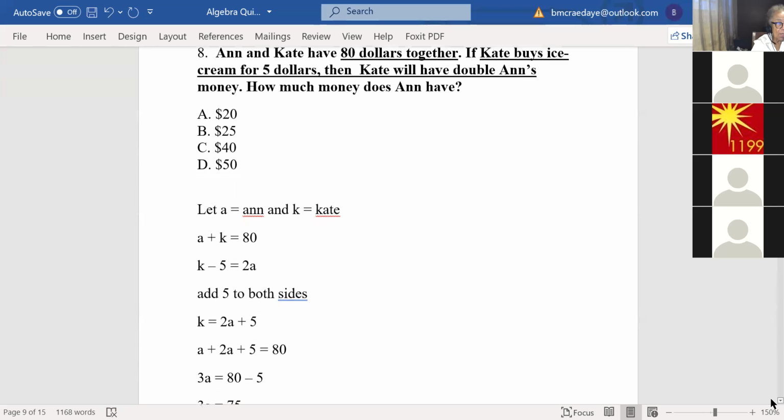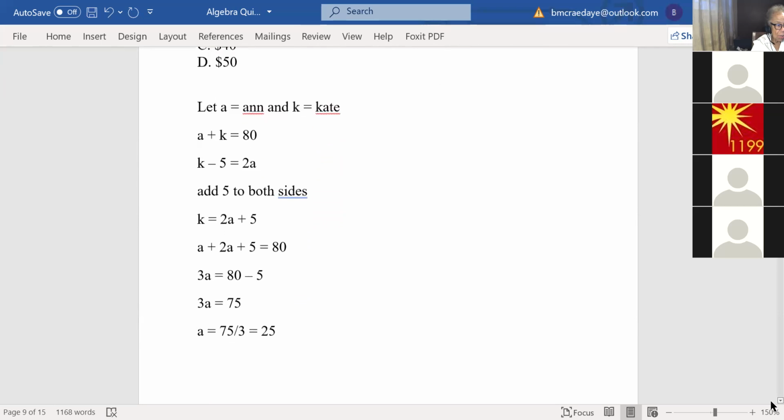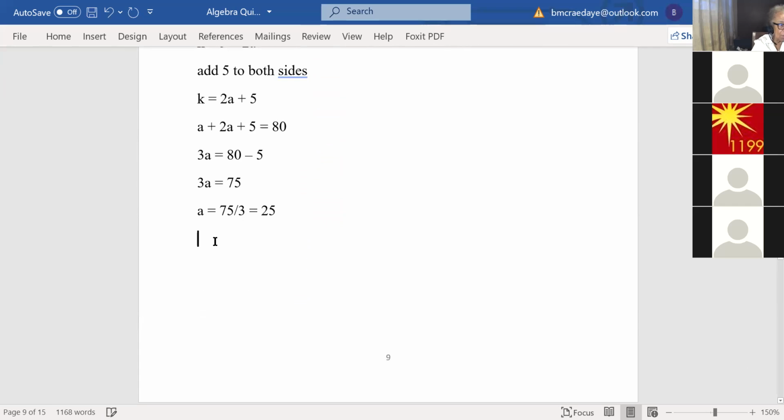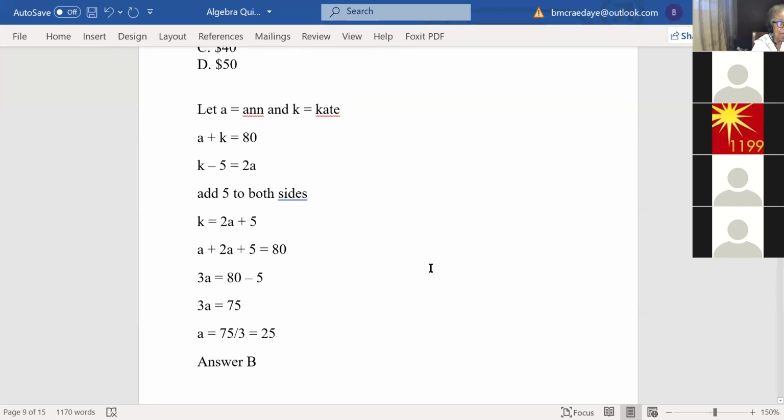Looking at number 8, and there's the solution. The answer was B. Did I put the answer there? No, I didn't. Answer B. What I showed you was the translating of the words to the math, just in case some of them are not as straightforward as you solving this. The way you solved it was perfect, but not all of them are straightforward. So I want you to be able to translate the words to the math.